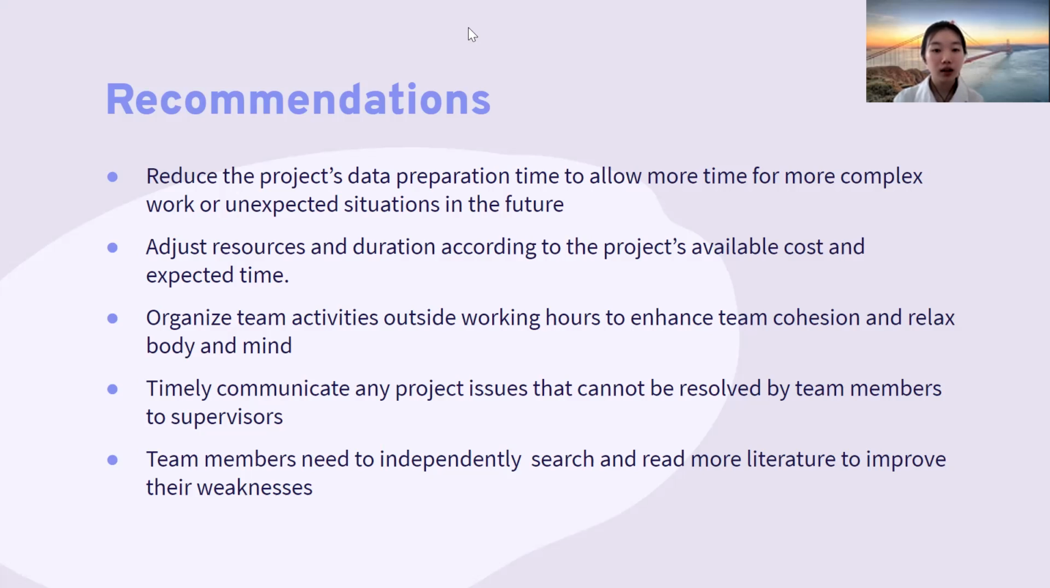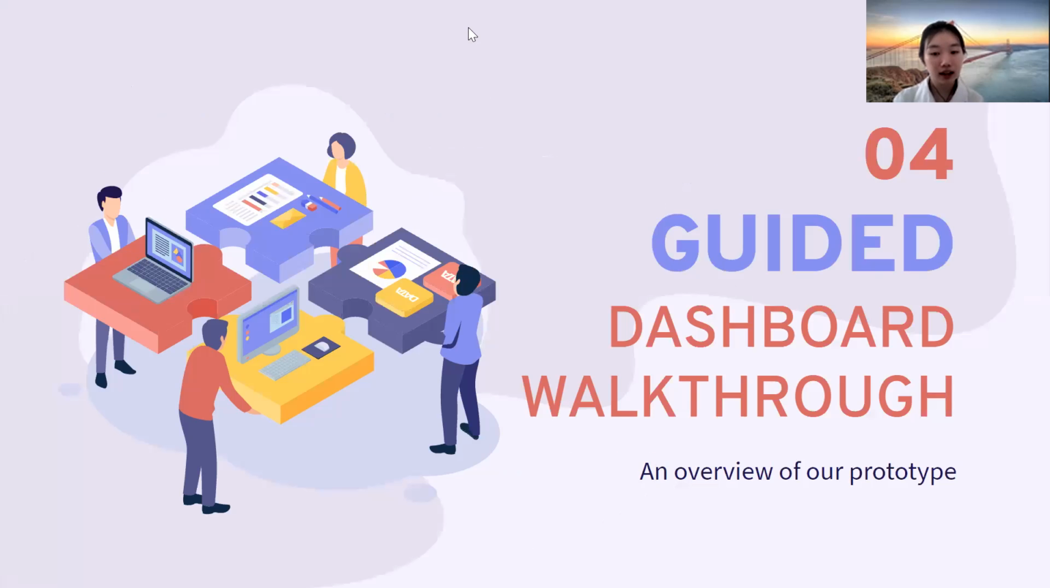In addition, organizing team activities outside working hours helps to enhance team cohesion and relax their body and mind. Furthermore, we have to communicate in a timely manner with supervisors about project issues that cannot be resolved by team members. Lastly, team members need to independently search and read more literature to improve their weaknesses. For example, some people may not be efficient in technology, so they need to learn more about the software. Next, moving on to my friend Jia.